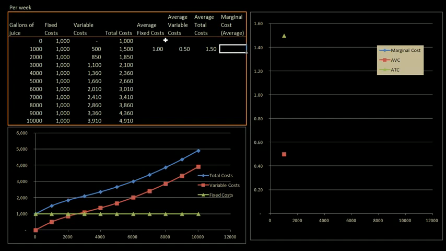Now, the marginal cost. This is equal to our change in costs, our change in total cost, divided by our change in gallons of juice. So our change in total cost is going to be 1,500 minus 1,000, that's our change in total costs, divided by our change in gallons. Divided by 1,000 minus zero, our change in gallons. And that gives us 50 cents.